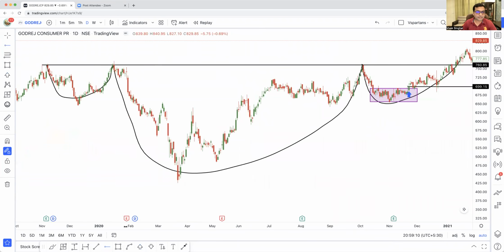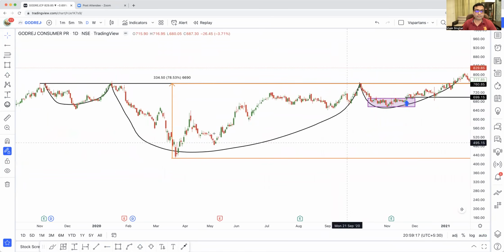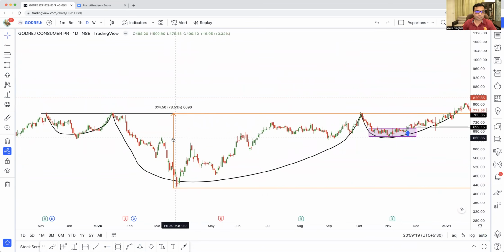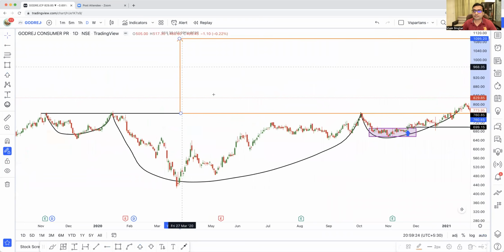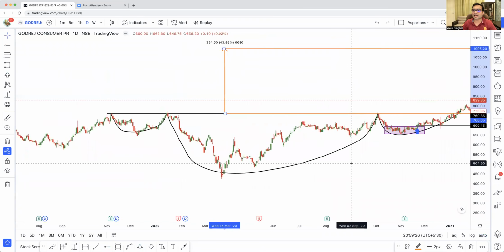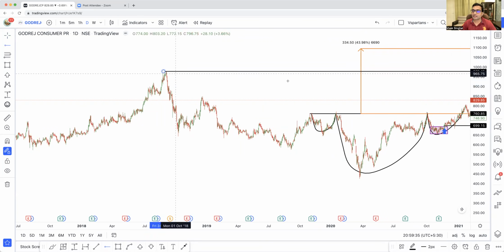What is the technical target? The technical target is from the lowest level of the head till the neckline, and we will be plotting this above the neckline. So the technical target is 1095, and because the lifetime high is lower than that, this is 975. So we will be taking the lifetime high, not the lifetime high, the technical target. You got it?